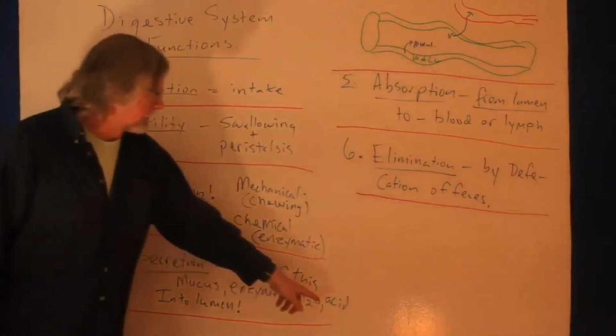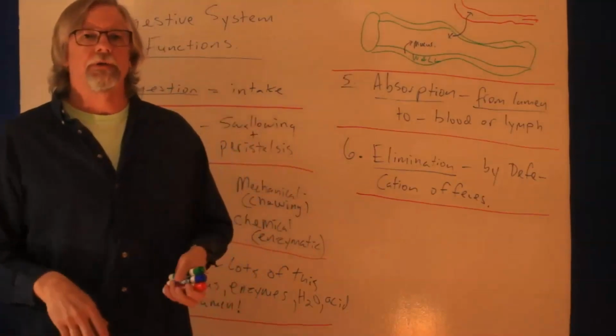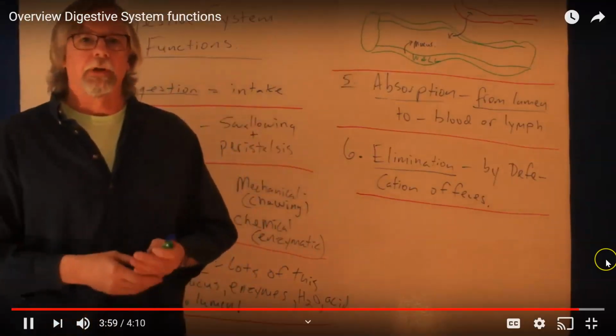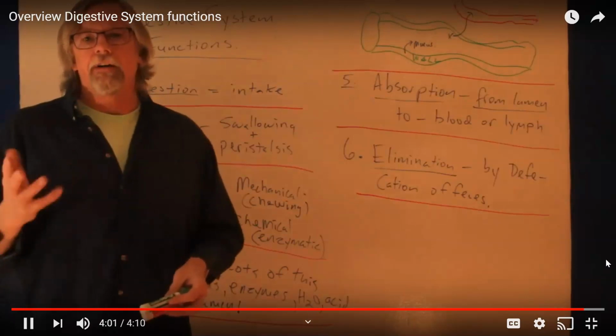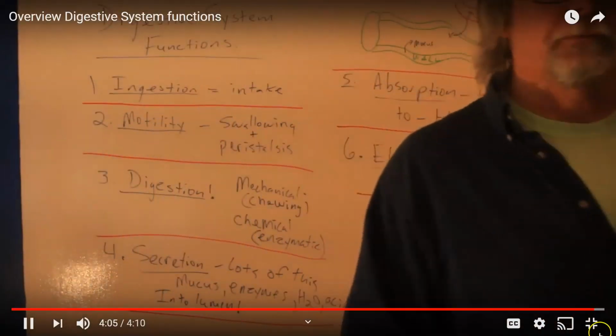And finally, another example is acid in the stomach. One of the main secretions there is stomach acid, and that helps with digestion. So those are the six main functions that are happening in the digestive tract.